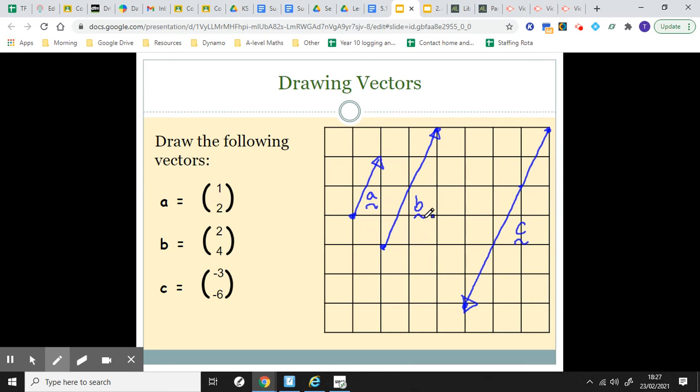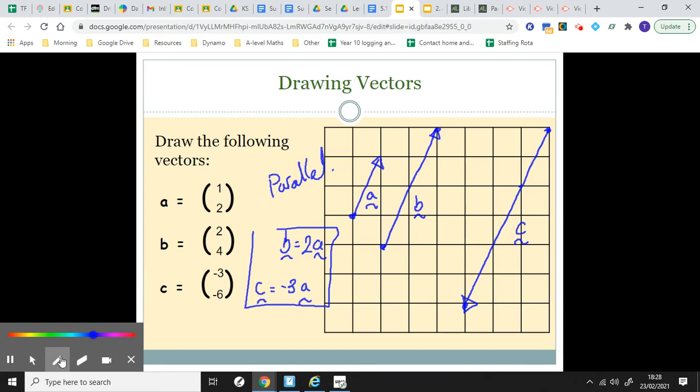A and B are running parallel. C is technically running parallel, but it's going in the opposite direction. So all three of these vectors are multiples of each other. If you notice, vector B is 2 lots of vector A, times by 2, times by 2. Vector C is -3 lots of vector A. Okay, and because they are multiples of each other, they are parallel. And we need to be able to spot that, either from the diagram or from the vector.